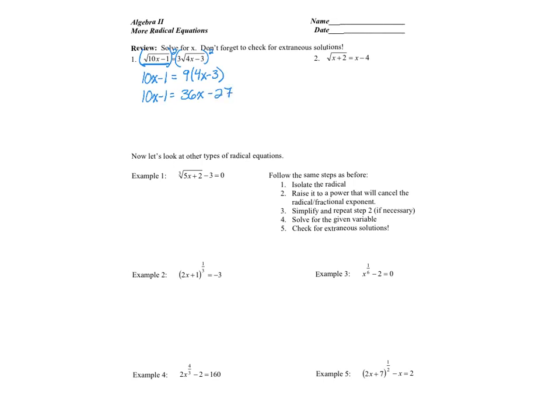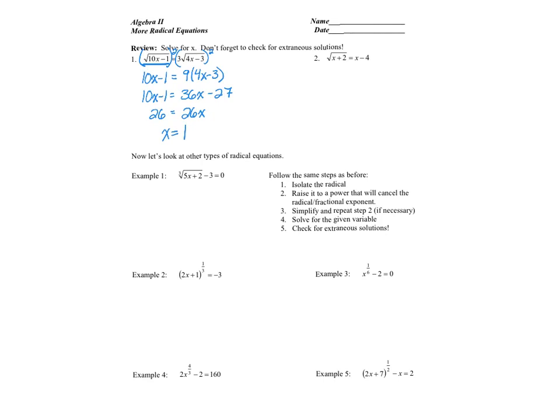And now we can just take steps to solve for x. So I'm going to subtract the 10x over, so we're going to have 26x. I'm going to add the 27 over to the other side, so we have positive 26. And we're going to get that x is equal to 1.